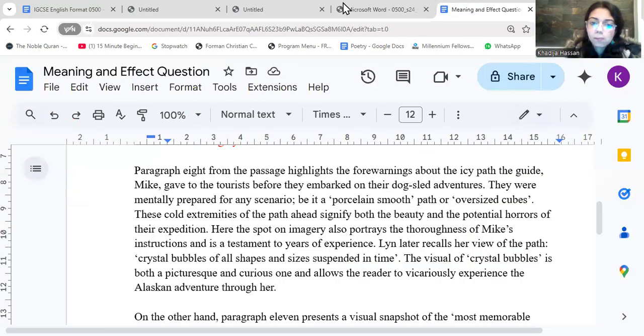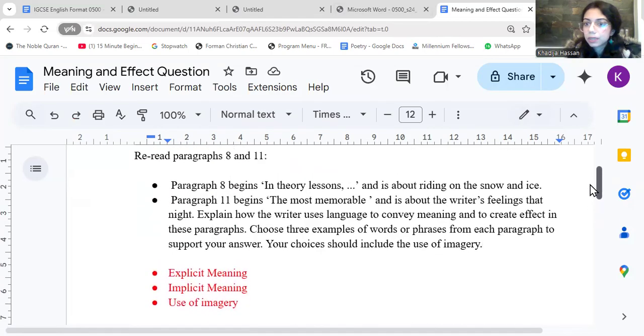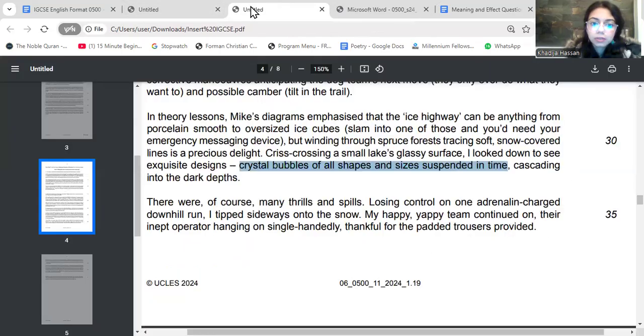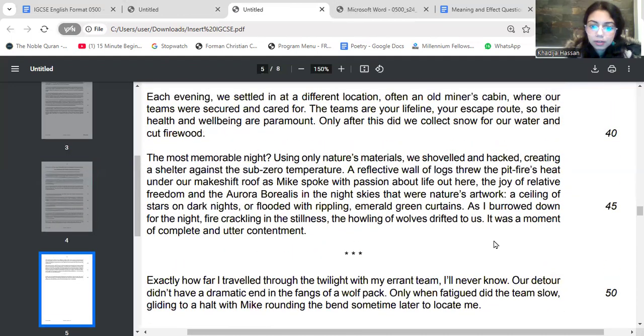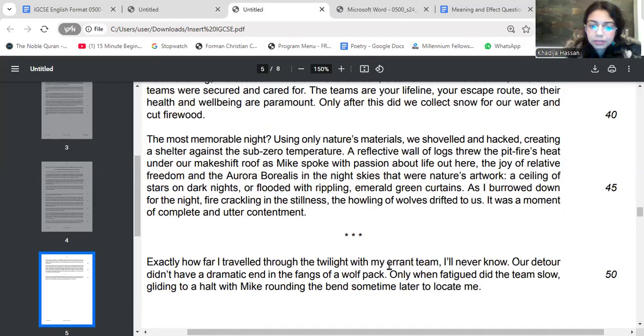Okay, so we're done with picking out the phrases for paragraph 8. Now moving on to paragraph 11. It begins with the most memorable. This was the second last paragraph. Oh, I think I did not read this bit.